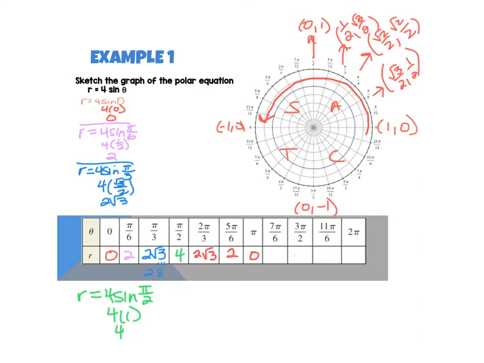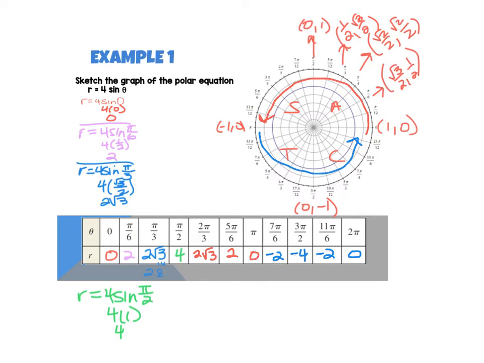7 pi over 6, it's the same coordinate, but now what happens when I get into the bottom of my graph? It changes to negative. So 7 pi over 6 would be a -2. 3 pi over 2 would be a negative 4. 11 pi over 6, still in the bottom, so it's negative 2, and 2 pi, 0. So if you don't see a pattern, you're just continuing to plug in points, but I'm going to teach you some ways to identify a pattern.